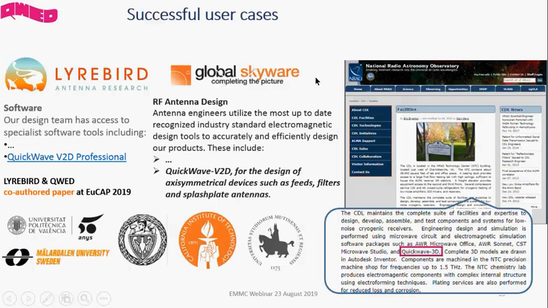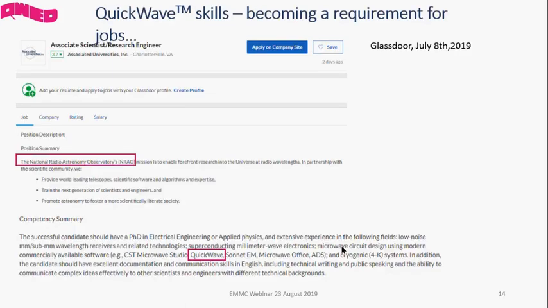Some successful user cases related to the use of the software. This slide shows snapshots from the websites of our customers who acknowledge using QuickWave. These are also logos of several universities selected from the many universities which use our software, so academic use is important to us. What's nice to us is sometimes to see that the knowledge of QuickWave and its operation becomes a prerequisite or a desirable feature of candidates to be employed by prestigious institutions such as the National Radio Astronomy Observatory.